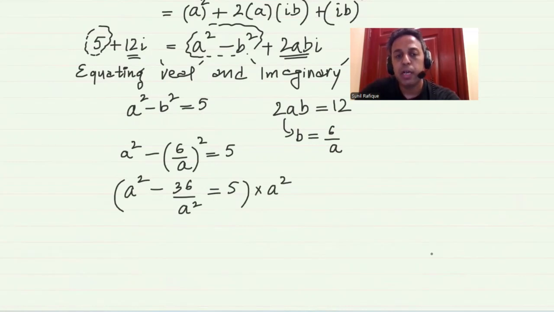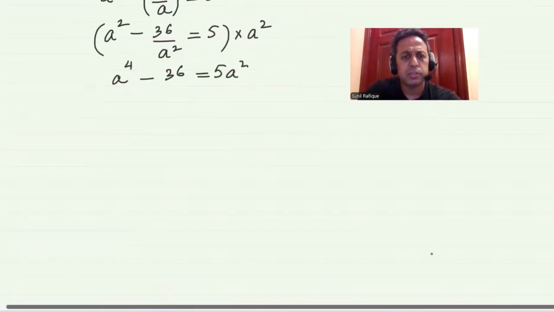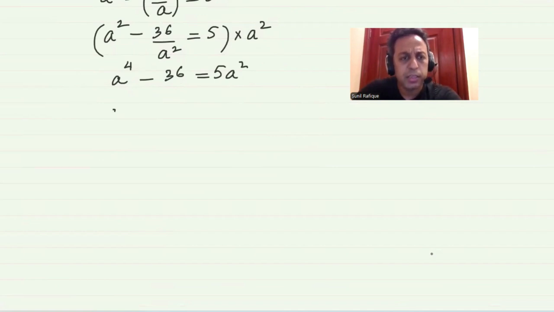Using algebra, I'm multiplying the whole side with a squared to get rid of this denominator of a squared. This becomes a to the power of 4 minus 36 equals 5a squared. Okay, so let me just do the working over here. This standard equation becomes a quartic equation.